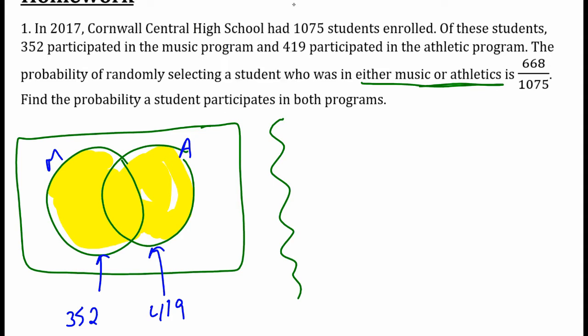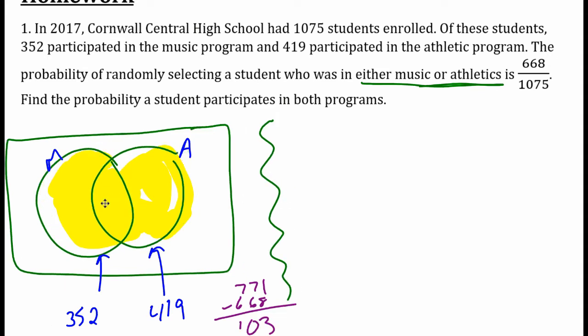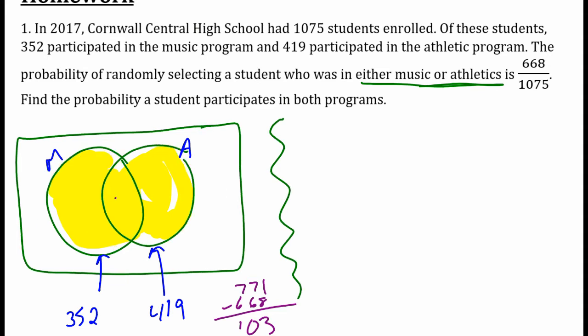So if we think about it, together those two circles need to add up to 668, well, those three pieces. If I add those up right now, I'm at 352 plus 419. That gives me 771. But I can only have 668, so let's subtract that away to see what the overlap is, to see what my extra is. 103. So there's 103 that go in the middle.